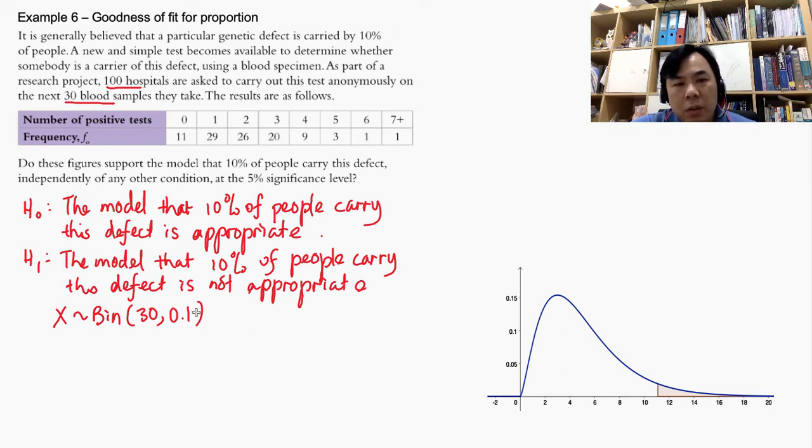Once we're done with this, all we need to do is plug into the binomial distribution formula, which is given by, what do we have here? C30 x here.